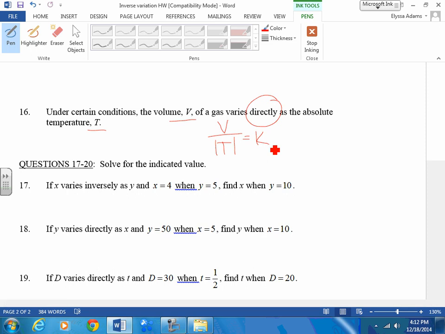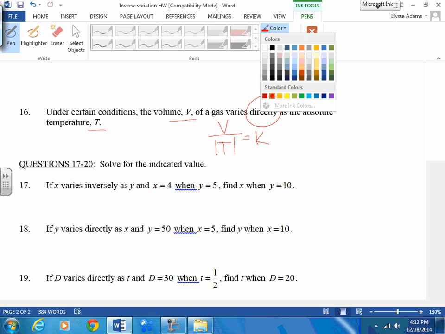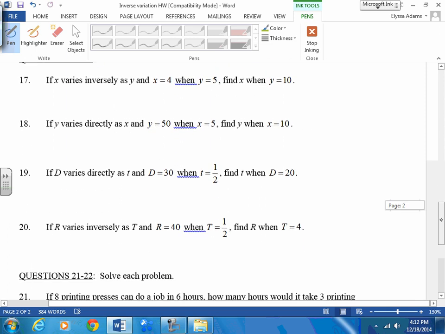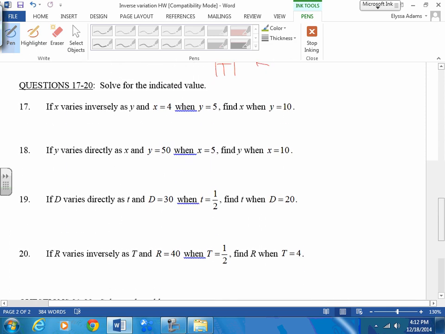Same thing with this next section. It's a mixture of inverse and direct. So make sure you actually read the question. For 17, X varies inversely as Y. So I know I'm doing X times Y. So I've got 4 times 5 is equal to X times 10. Well, that gives me 20 is equal to 10X. Divide both sides by 10, X is equal to 2.